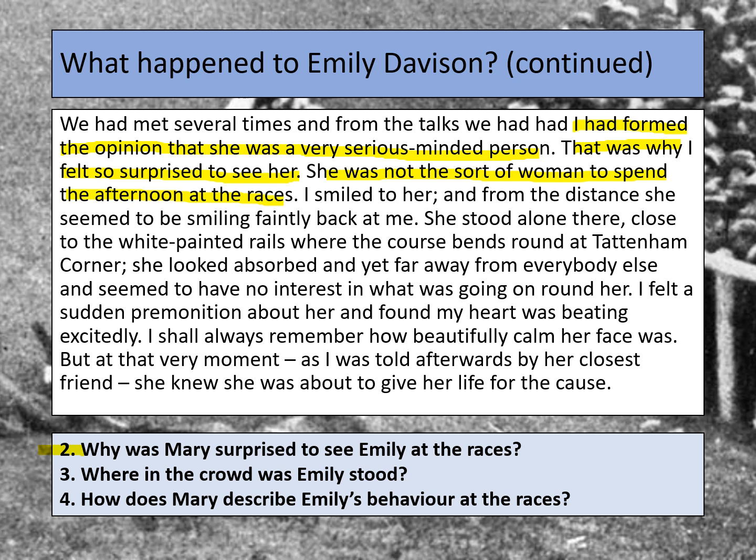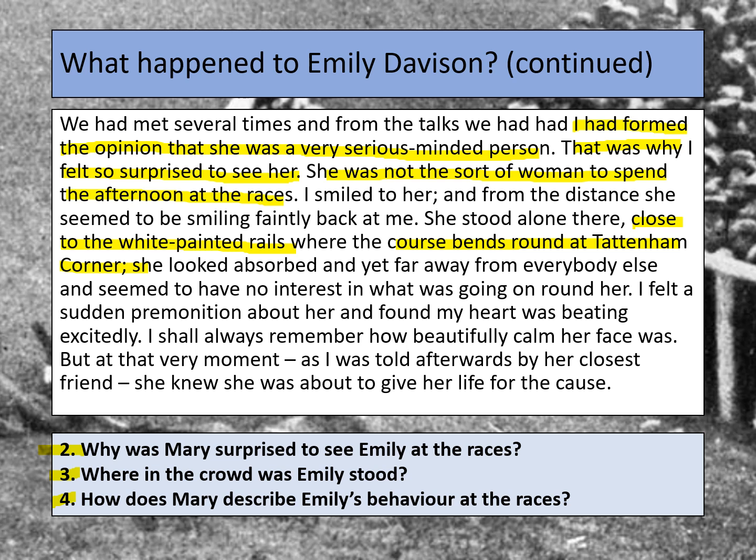So as long as you mention something about the fact that Emily was not the kind of woman that would be seen spending her days at the races, because she was quite serious-minded, and therefore Mary was surprised to see her. Question 3, where in the crowd was Emily stood? It does mention the fact that she was stood close to the white painted rails where the course bends round at Tattenham Corner. So that's what you needed to mention in the sense of where she was stood.